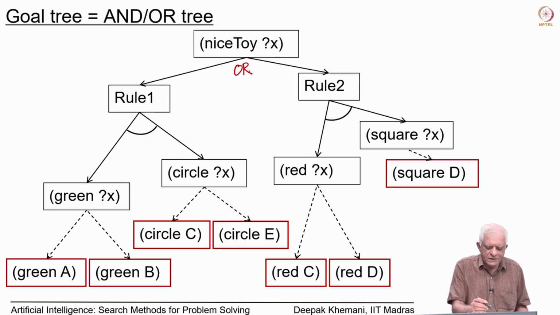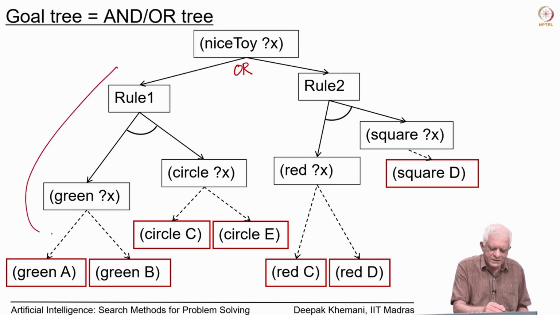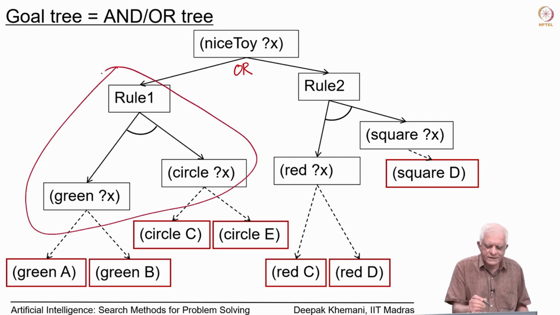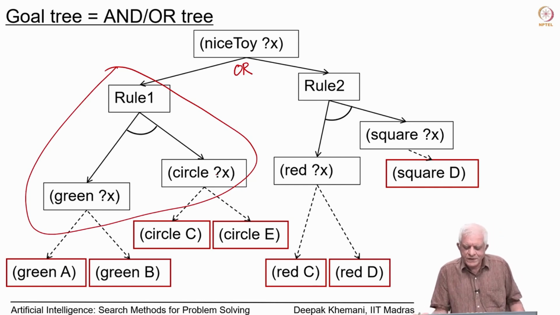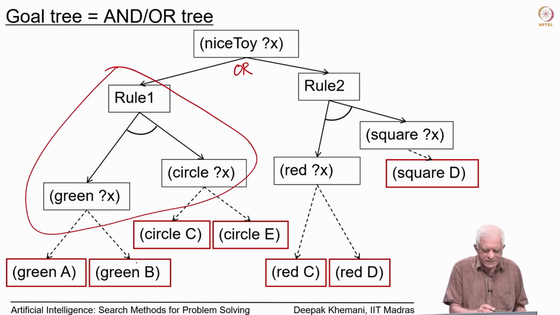But if you apply rule 1, then rule 1 says this whole thing represents rule 1. It says that look for a green object which is also a circle. So, this x and this x must match the same object. And rule 2 says look for a red object which matches a square. And the red triangle, the red outline rectangles at the bottom here, all these, they are the facts in some sense.